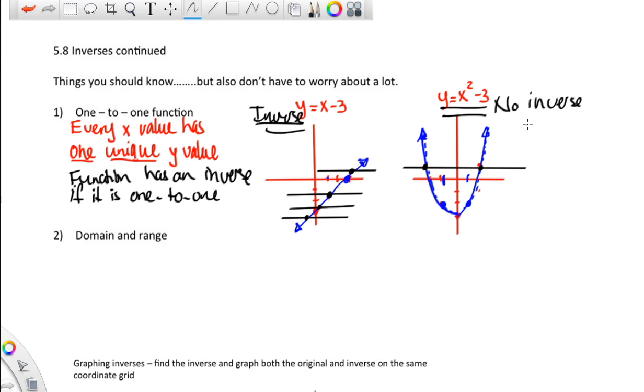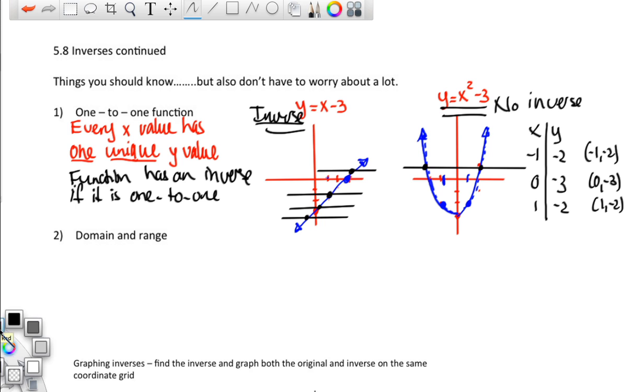I want to show you that in the table real quick. So at negative 1, 0, and 1, what do we get? At 0 we had a negative 3, at 1 we had a negative 2, and at negative 1 we had a negative 2. So the coordinates that we have are (-1, -2), (0, -3), and (1, -2). Let's say we find the inverse for that, right? That means you swap your x's and y's. So at a negative 2 you get a negative 1, at 0 you get a negative 3, and at a negative 2 you get a positive 1.